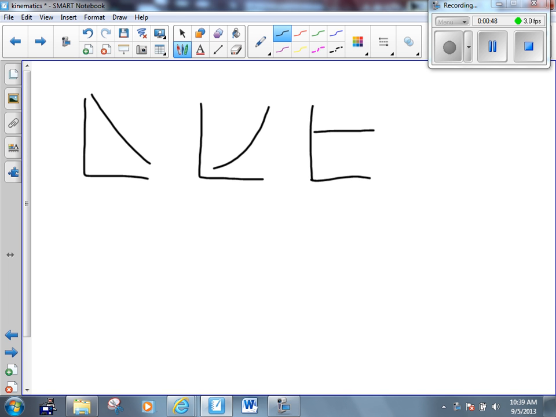Where we have a straight line again, but this time it's a flat straight line as opposed to a straight line that's going down or upwards. Fraser? Good. Standing still, or the object is stopped. Or you could say a constant velocity of 0 meters per second. Good. What about this one?